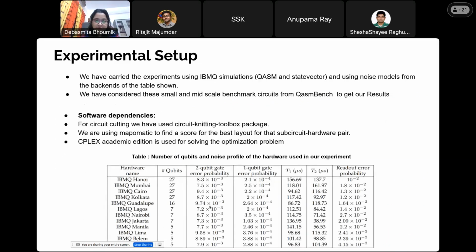Now comes to the experimental setup portion. We have carried out these experiments using IBM Q simulation, Qasm and statevector simulators. We have taken the noise models from these hardwares. We have written the noises in the table. And for the software dependencies, for circuit cutting, we have used the circuit knitting toolbox package. We have used Mapomatic for finding the best layout and score for a circuit and hardware pair. And for solving the optimization problem, we have used the Simplex Academic Edition.